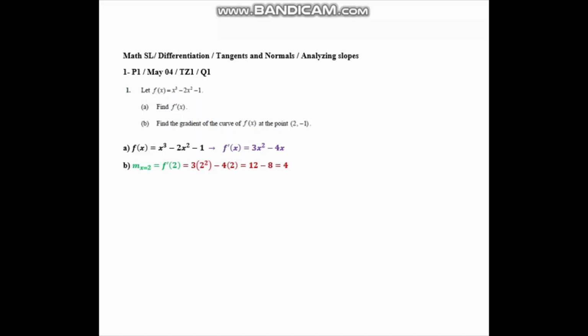So in question A, I'm required to find f dash of x, and this involves very simple differentiation. You should be aware of that. x cubed minus 2x squared minus 1 becomes 3x squared minus 4x.